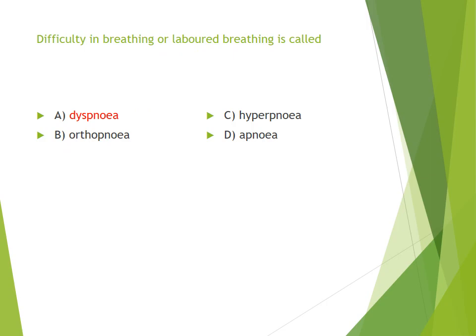Next question. Difficulty in breathing or labored breathing is called A. Dyspnea, B. Orthopnea, C. Hyperpnea and D. Apnea. Right answer is dyspnea. Difficulty in breathing or labored breathing is called dyspnea.